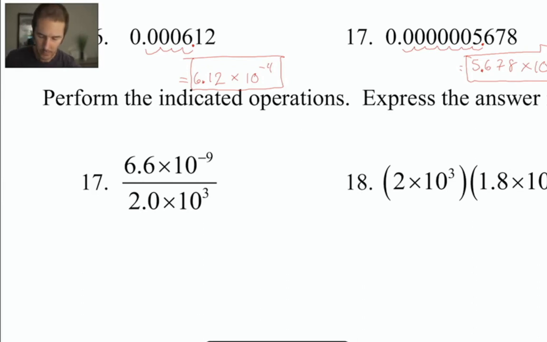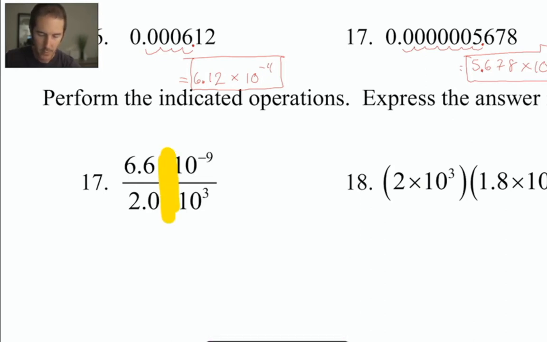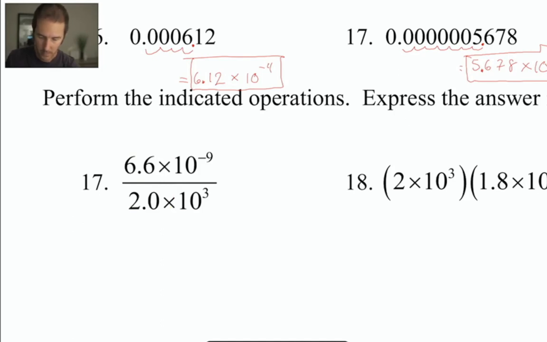Don't even think about this. What's 6.6 divided by 2? Hopefully you got 3.3. That's correct. And then think about just this part. Base to an exponent over same base to an exponent. Upper minus lower, right? Negative 9 minus 3 is going to make negative 12, so it's going to be 10 to the negative 12. All right, let's write it up. We said equals 3.3 times 10 to the negative 12.